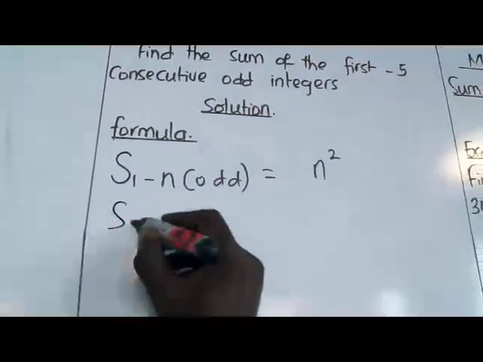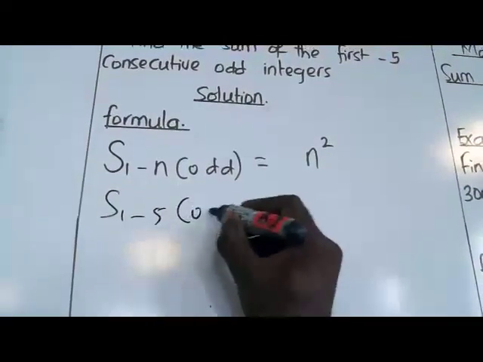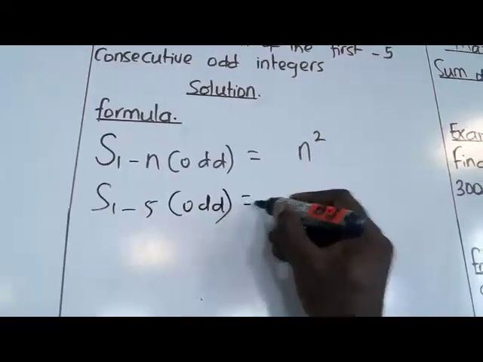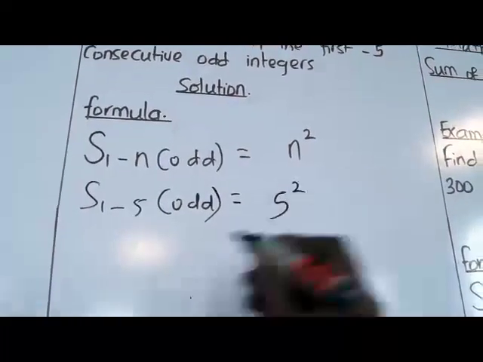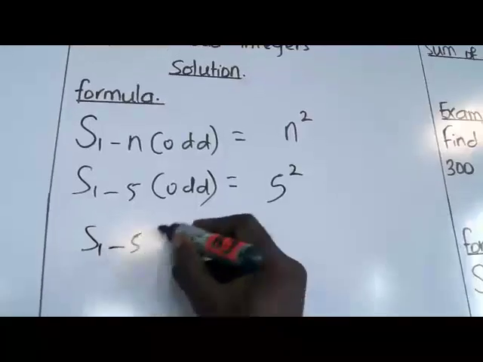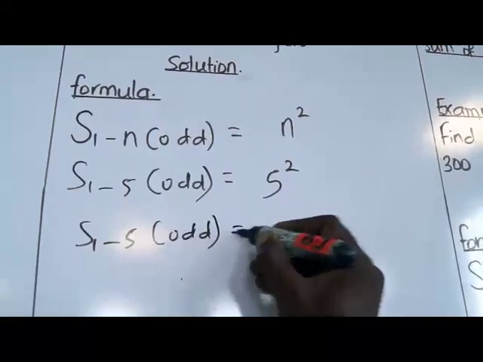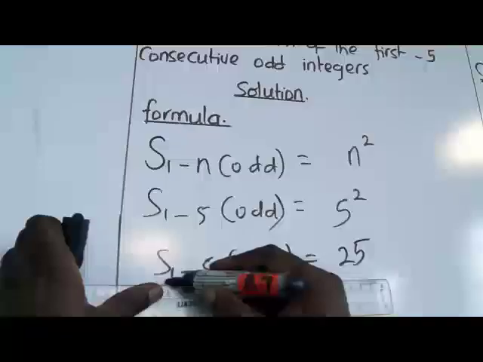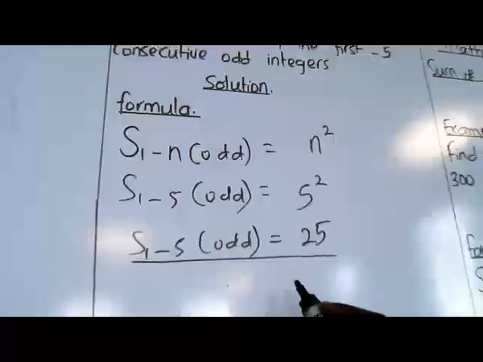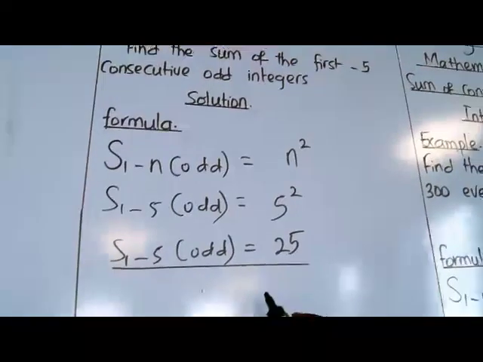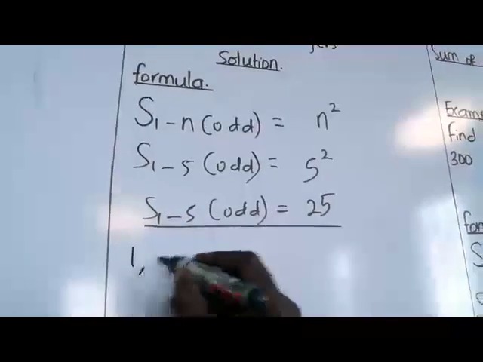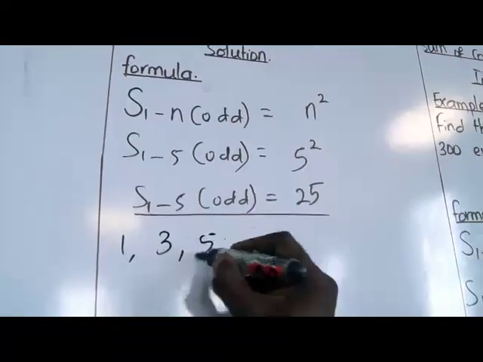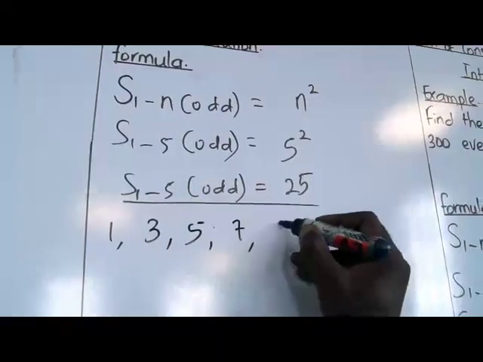So if I find the first 5 consecutive odd integers, the sum should be 5 squared. And so the first 5 consecutive odd integers should give me 25. Now, is there any way we can just find out if this is true? Let's just confirm. The first 5 odd integers are 1, 3, 5, 7, and 9.